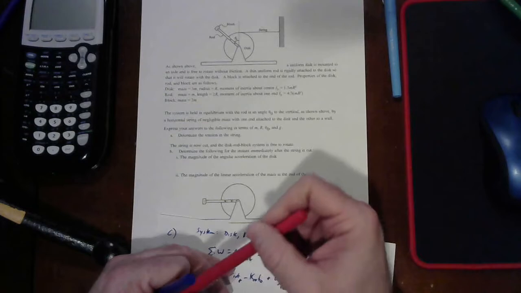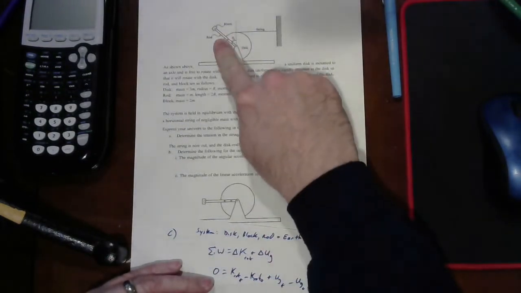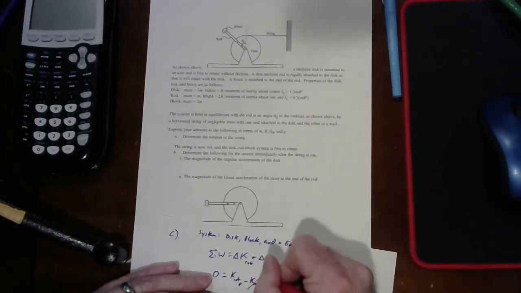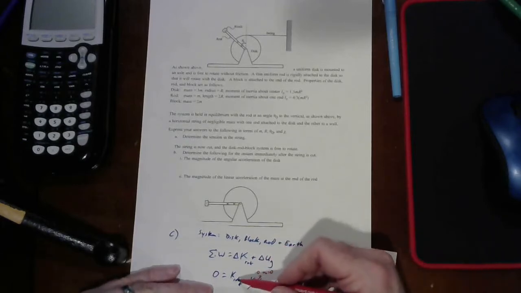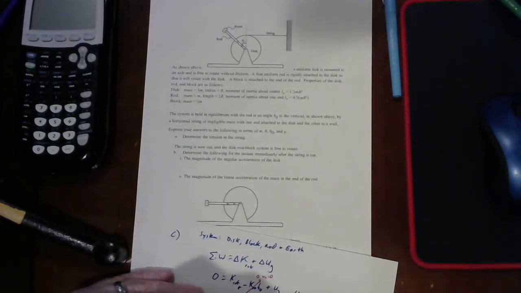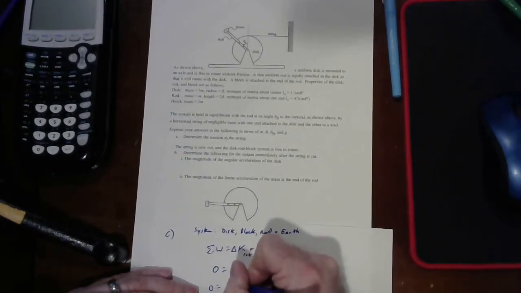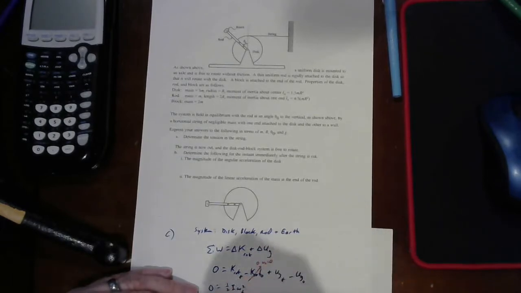So let's do, at the start here, it's starting from rest. So our starting rotational kinetic energy is 0. Why? Because we're starting from rest, our omega naught is 0, right? And K rotation is 1/2 I omega squared, so I'm just going to have 1/2 I omega final squared. All right, that's 0. UG now.